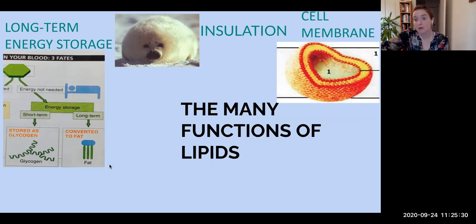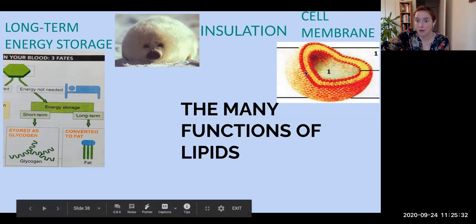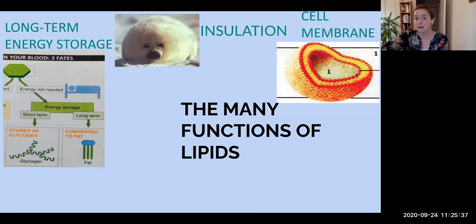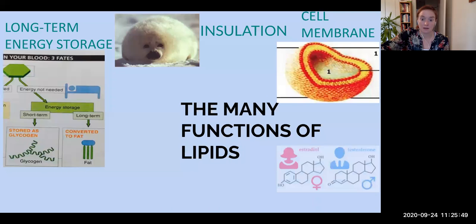The phospholipid bilayer here, the lipid part is in yellow, is the outer covering of every cell in our bodies, of every cell that exists. So they're really important. It's really important to have healthy fats in your diet because they make up the outer covering of every one of our cells.